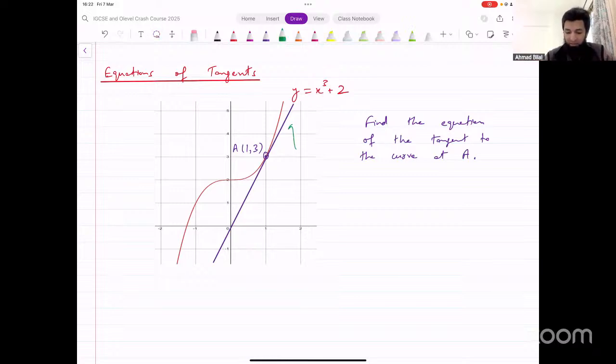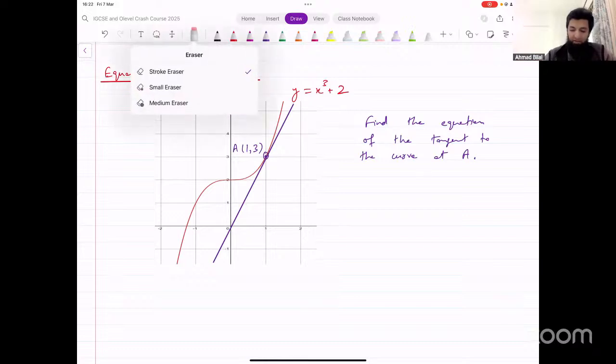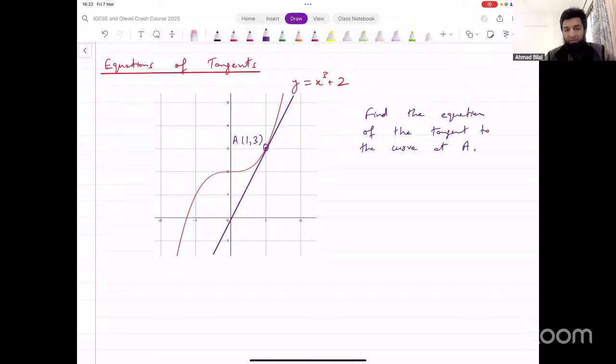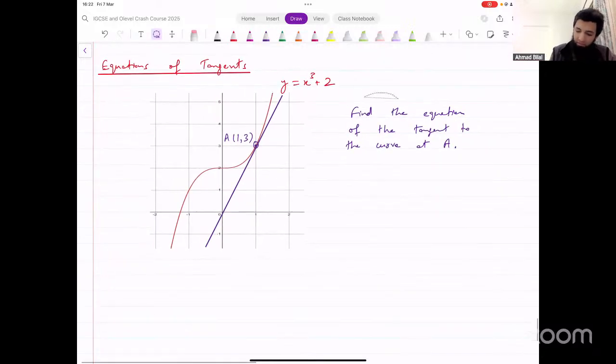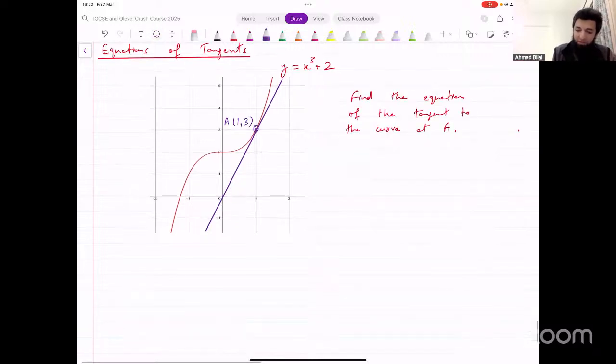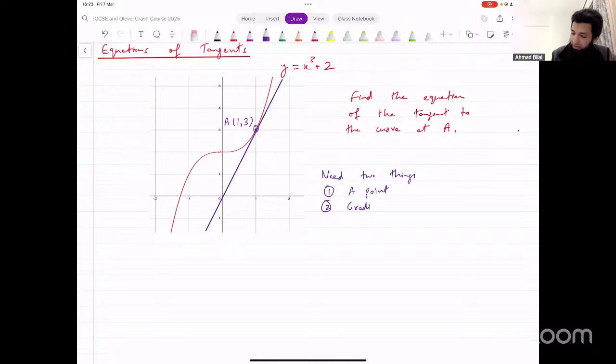Now, it's a straight line. How do you find equations of straight lines? We've done this in coordinate geometry. What information do we need for that? In order to write down the equation of a straight line, we need two things. We need the gradient of that line, and we need a point on that line, right? One, a point. Second, gradient, to find the equation of this tangent.